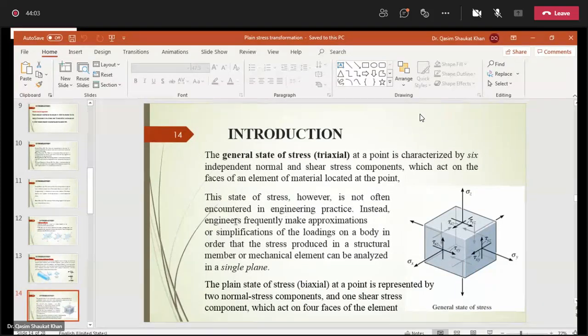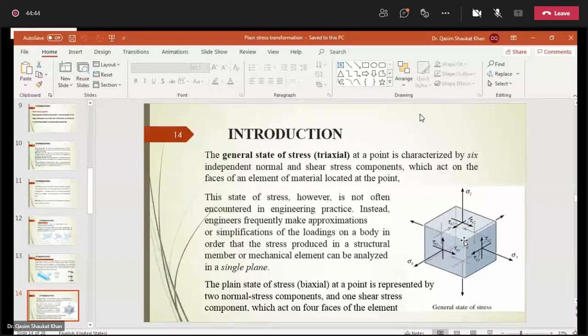Instead, engineers frequently make approximations or simplifications of the loadings on a body in an order that the stress produced in a structural member or mechanical element can be analyzed in a single plane. Now, see this. These are three faces. We have said YZ plane, XZ plane, XY plane.